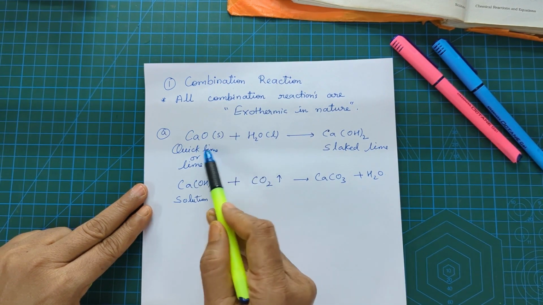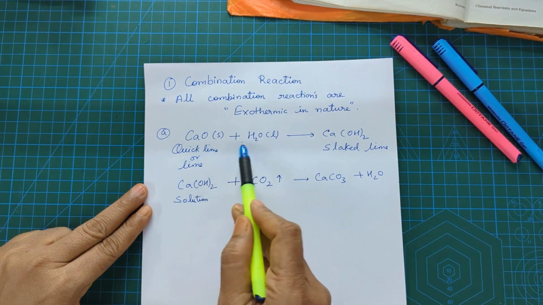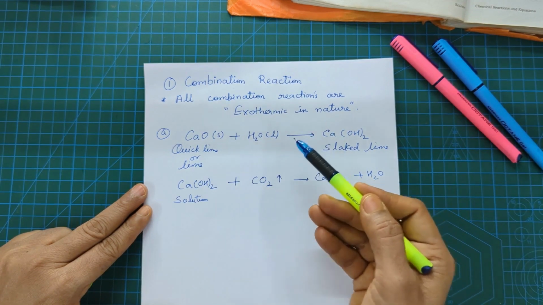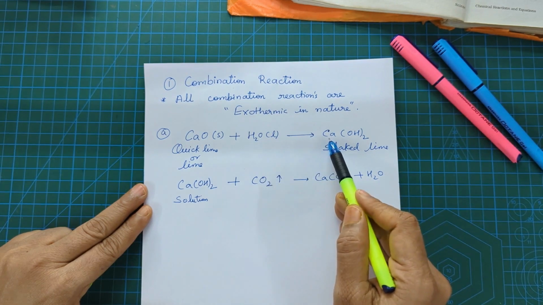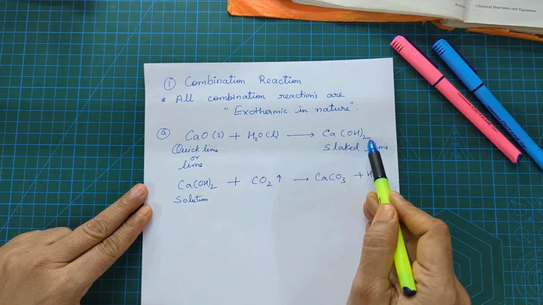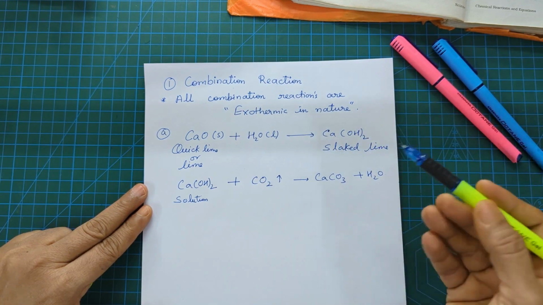When this mixing is done, the reaction is exothermic in nature. A lot of heat is produced and that results in bubble formation. And in the process, calcium hydroxide, meaning slaked lime, is formed. So a coating of slaked lime goes onto the walls which are whitewashed.